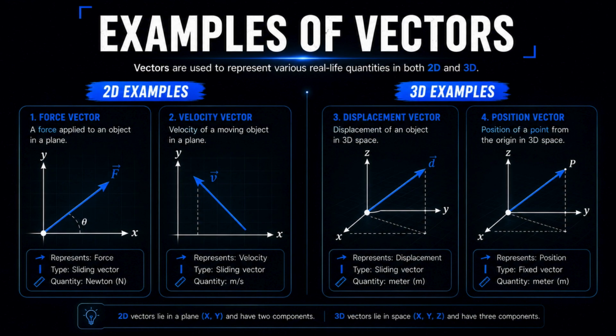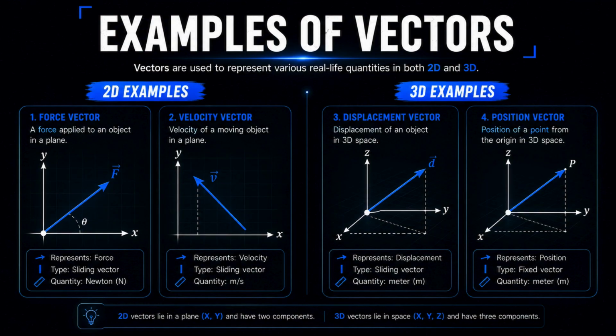A force vector describes a force acting on an object. Since force has both magnitude and direction, it must be represented as a vector and is measured in newtons. And a velocity vector represents how fast an object is moving and in which direction, typically measured in meters per second. Like in 3-dimensional space, a displacement vector represents the change in an object's position from one point to another and is measured in meters (m).